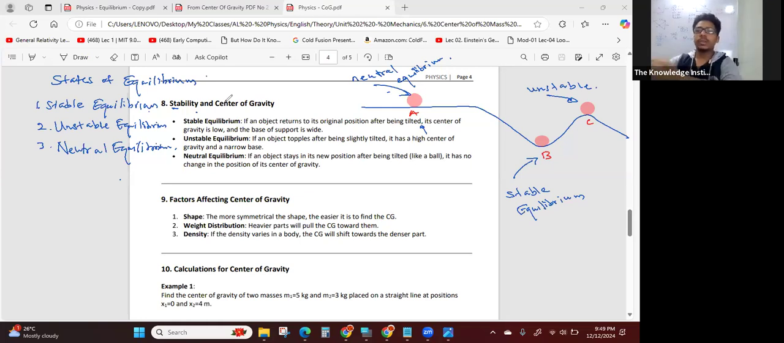So neutral equilibrium means after giving a small displacement, it neither comes back to the original place nor accelerates. It remains in equilibrium in that new position. That is neutral equilibrium.